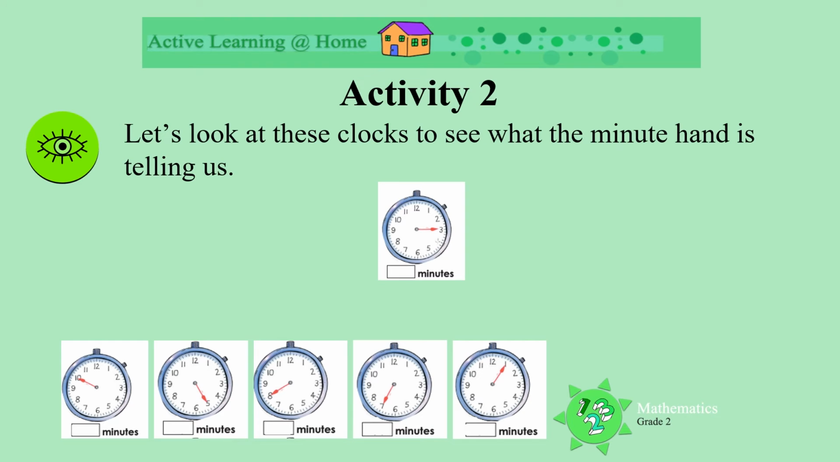Activity 2. Let's look at these clocks to see what the minute hand is telling us. In the first picture, the minute hand is pointing to the number 3. How would we work out how many minutes past it is? Let's count the little lines in between the 12 and the 3.